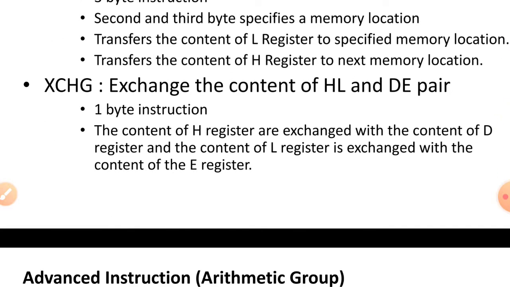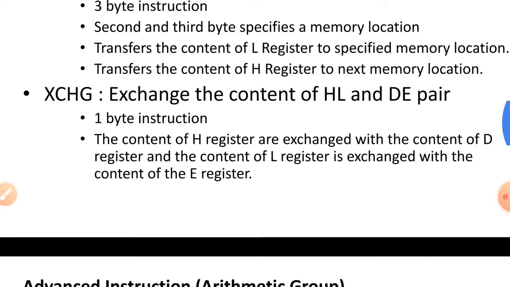Now, the third instruction is XCHG, exchange, and what does it do? It exchanges the content of the HL pair with the DE pair. This is a single byte instruction, and the syntax of using this instruction is XCHG, simple. This is a 1 byte instruction, no address is provided, and its purpose is to exchange the content of the HL pair with the DE pair.